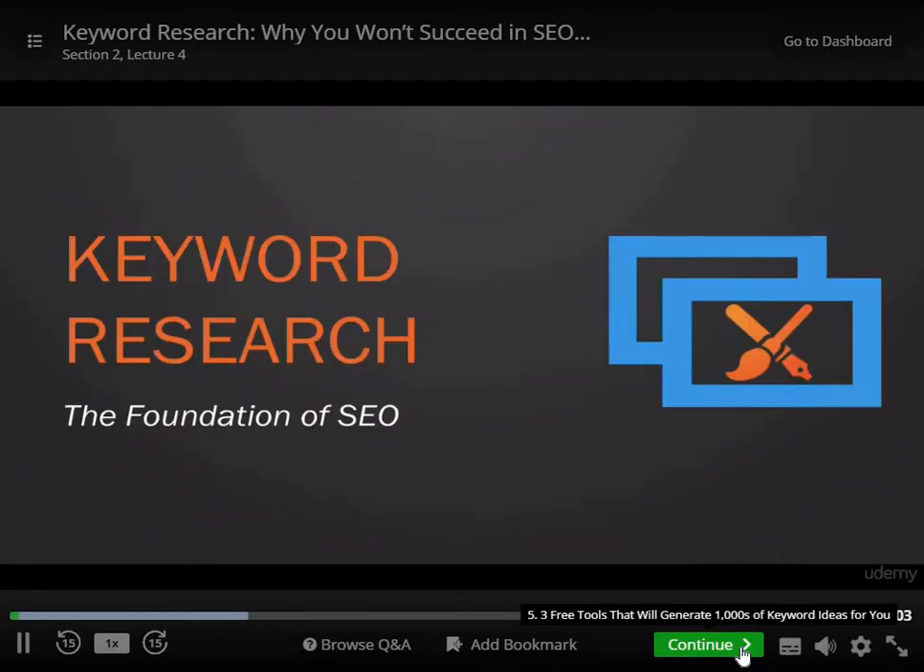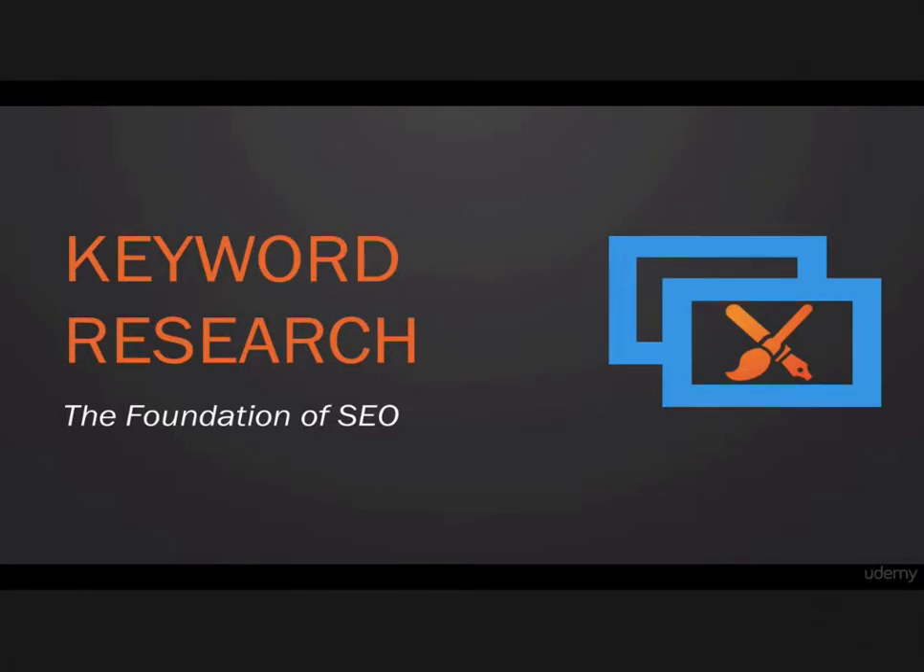So you're very welcome to this section of the course. In this lecture, what I want to do is firstly talk about why you won't be successful in SEO unless you do keyword research. And then secondly, I want to give you an overview of a 3-step process to perform keyword research to enable you to really find low competition and high converting keywords, and that will really set us up for the remaining lectures in this section.